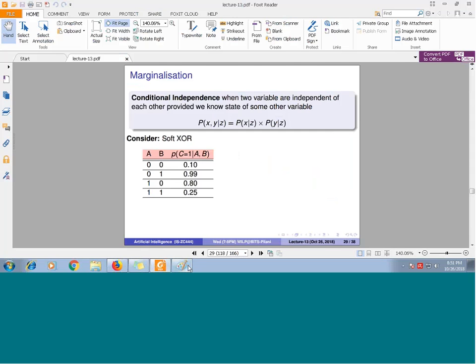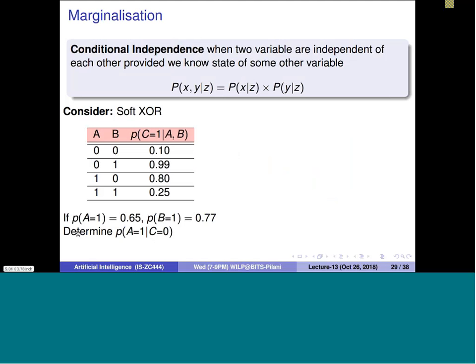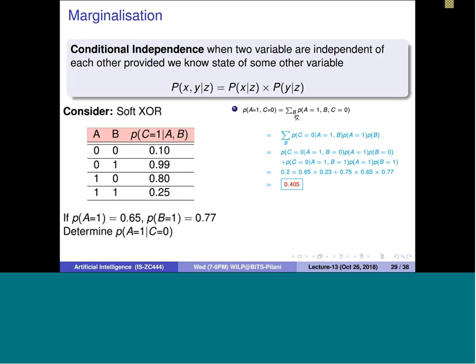Let's say you have a faulty circuit. The probability of A equal to 1 is 0.65. The probability of B equal to 1 is 0.77. Determine the probability of A equal to 1 given C equal to 0. You can find this probability using the reverse of marginalization. If you want to find this out, you can include a new variable B over here, for all values of B, and write out this formula for the probability of A equal to 1.